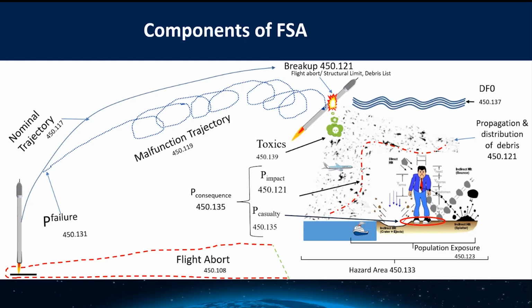And lastly, 450.133 flight hazard area analysis is a risk mitigation strategy that determines how keep out areas are computed for land, air, and sea, and identifies any region that must be surveyed, published, controlled, or evacuated.